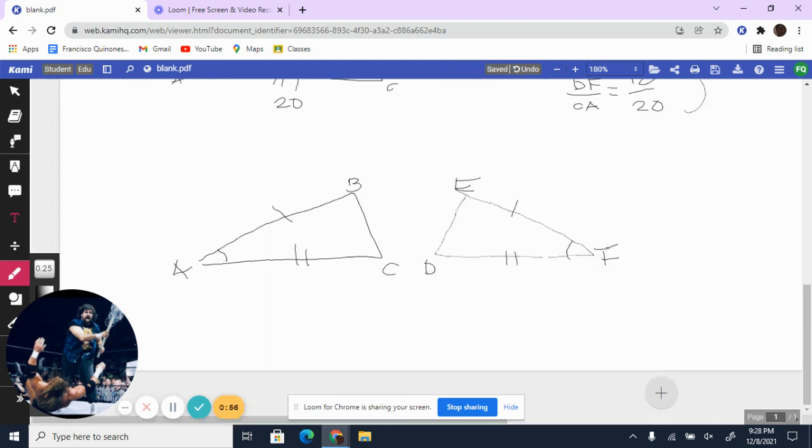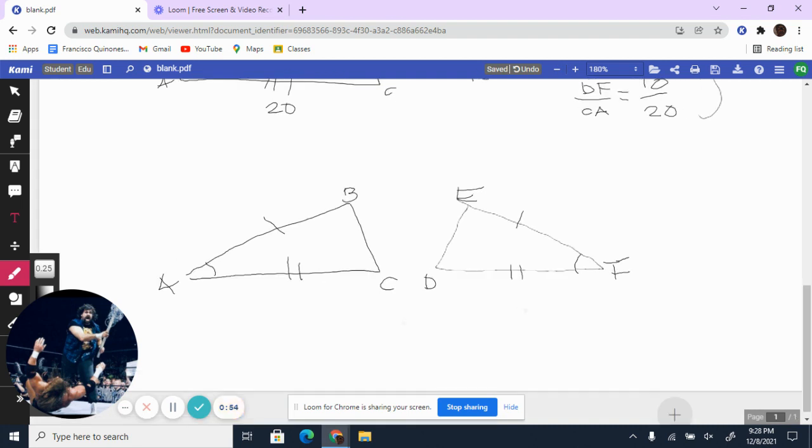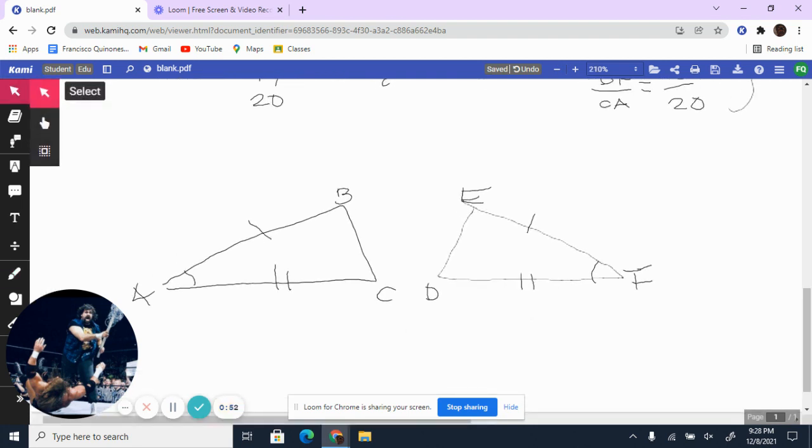In side-angle-side, we use this rule to prove that triangles are congruent. If two sides and the included angle of one triangle are equal to two sides and the included angle of another triangle, then they are congruent.